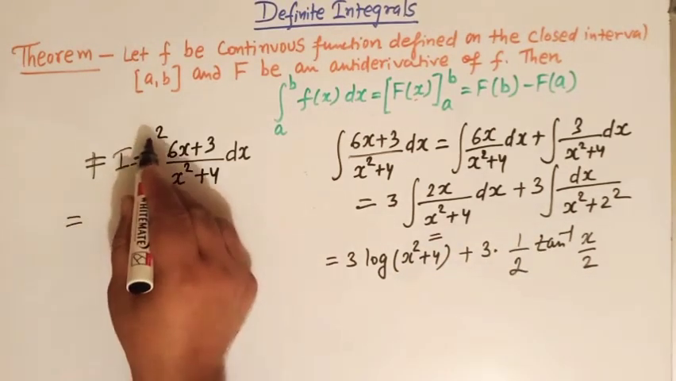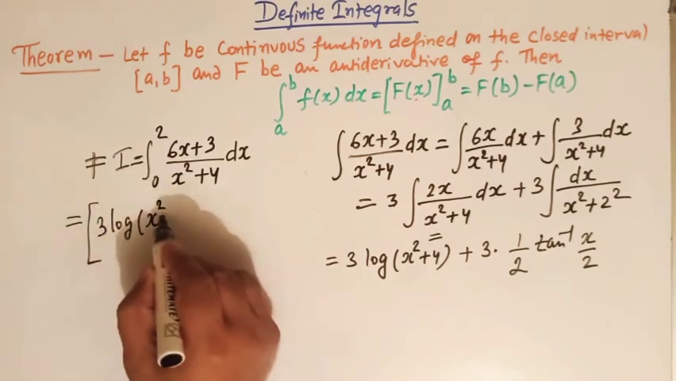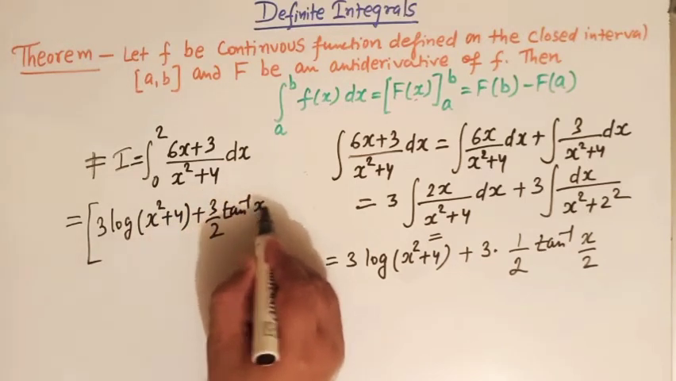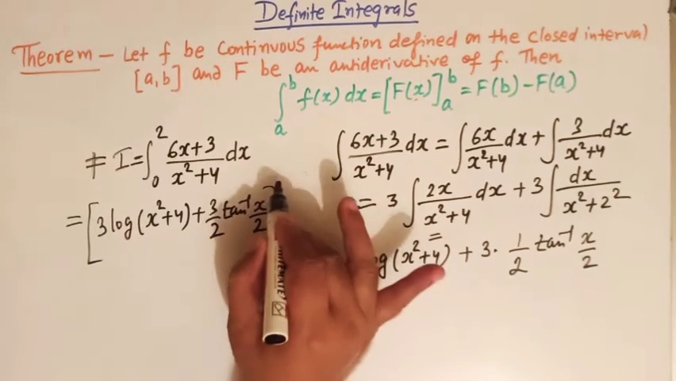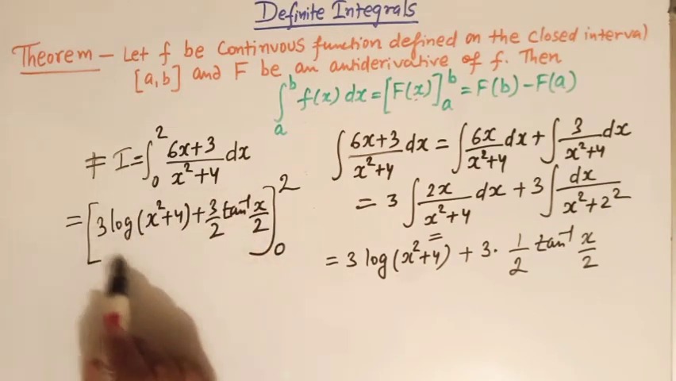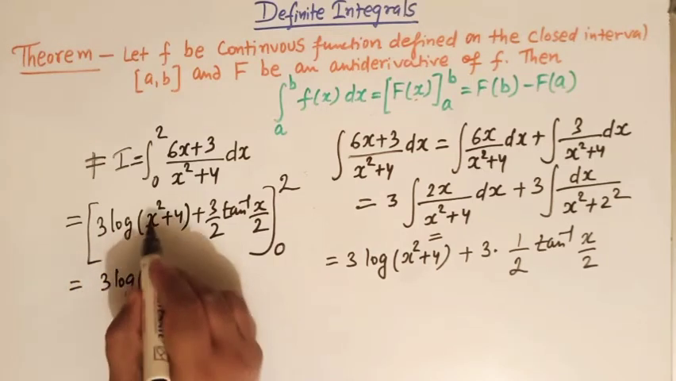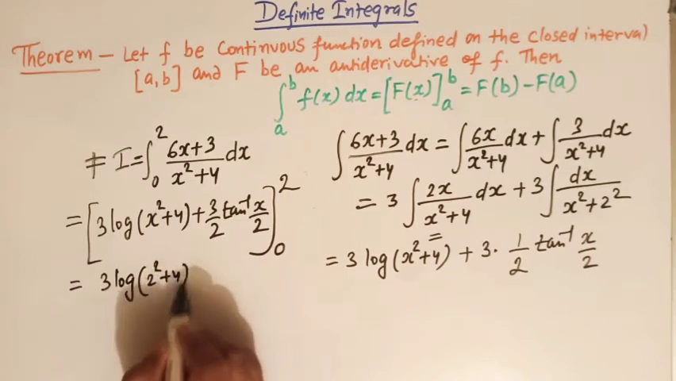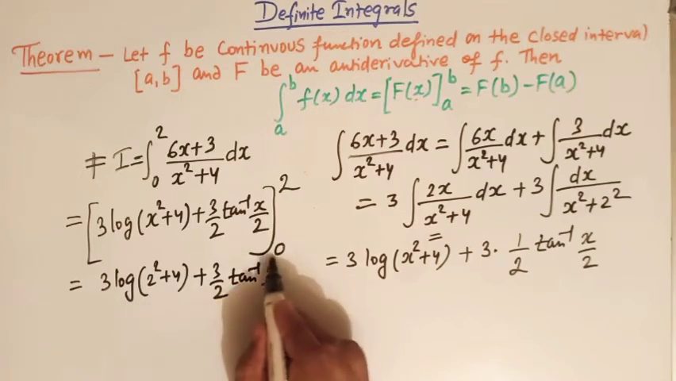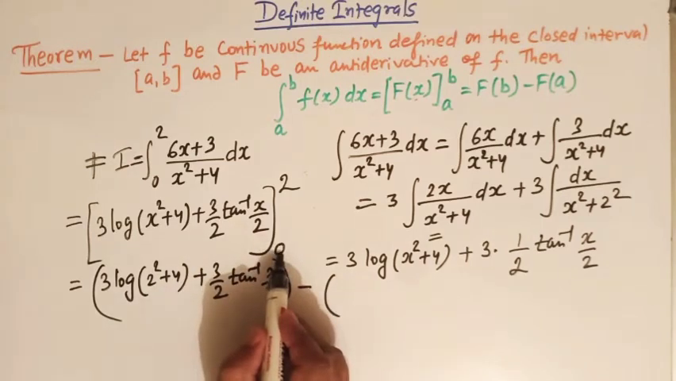Now the indefinite integral of this function is given by this expression. So let us come to the definite integral. So here now we can write 3 log x square plus 4 plus 3 by 2 tan inverse x over 2, and then here we'll have 0 to 2. Now we'll first calculate the value of this function at x is equal to 2. So this is 3 log, here we have 2 square plus 4, then we have 3 by 2 tan inverse of 2 divided by 2, and then we'll have minus, we'll substitute x equal to 0 here.